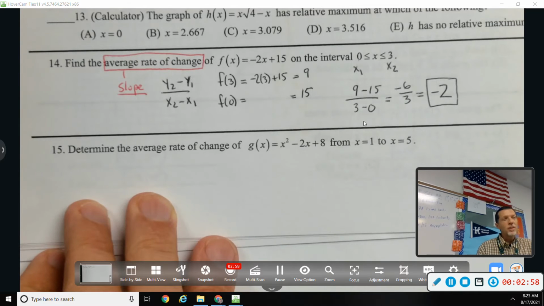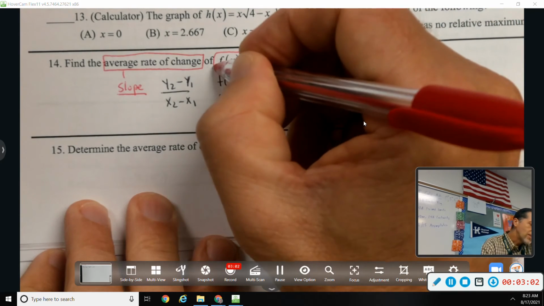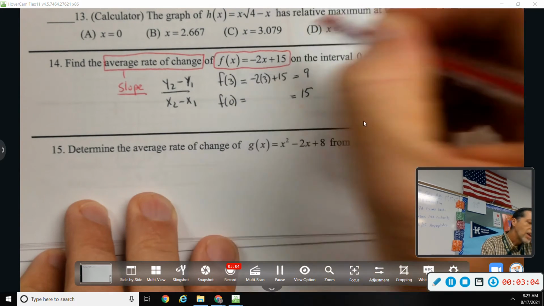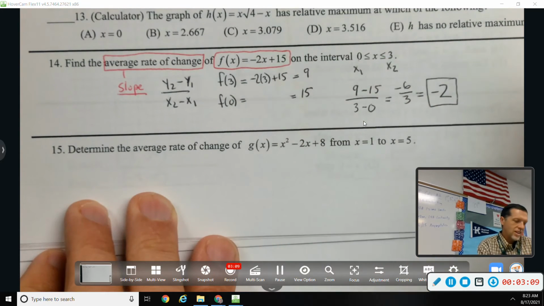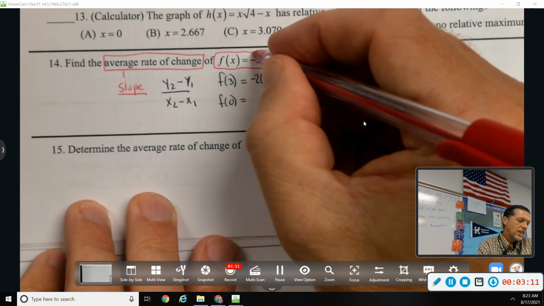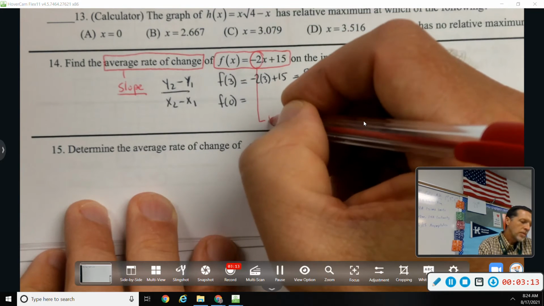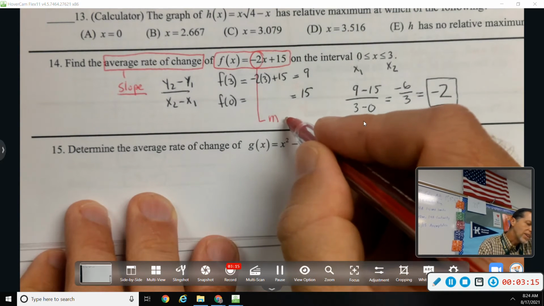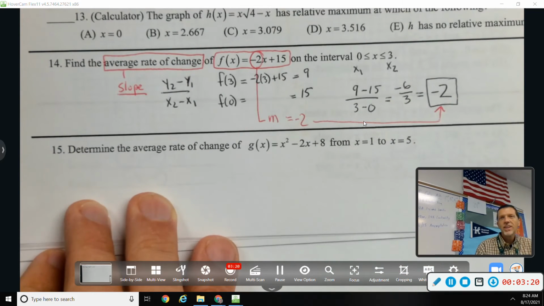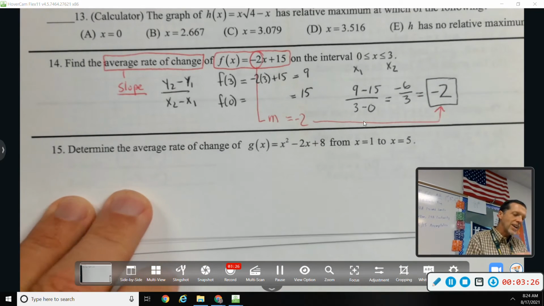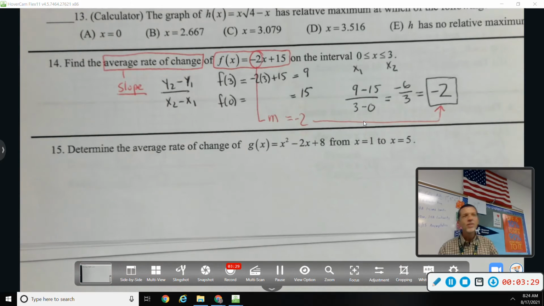Now, I suppose if I had really been paying attention to this problem, what type of graph is this thing? A line. And what's the slope of this line? Negative 2. So it kind of makes sense then that the average rate of change is negative 2. If I was really paying attention, I might have answered this question right away and said, well, it's a line, so its slope is always negative 2.